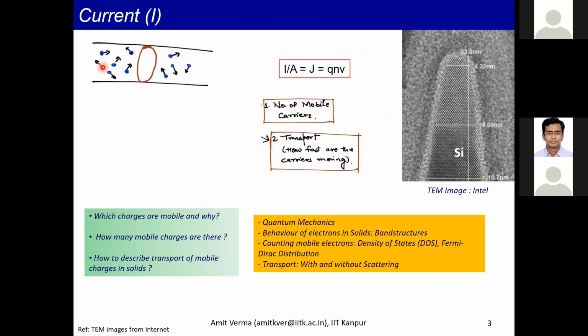So you know what is current? Suppose you have a conductor and you have some carriers there. And you have some imaginary cross section across which these carriers are crossing. And we define the current density as the number of carriers per unit area per unit time that cross this cross section. And this current density essentially can be written as the charge of the electron times the density of the electrons multiplied by their velocity.